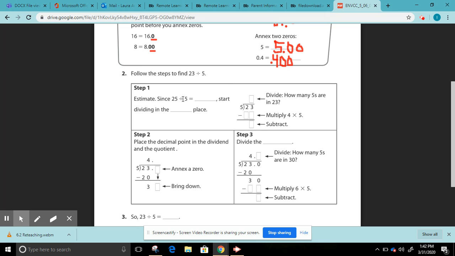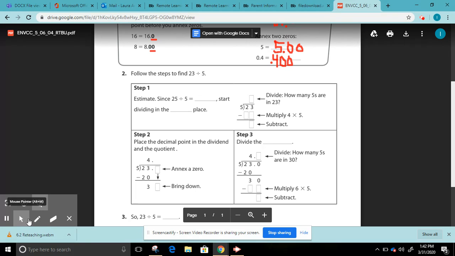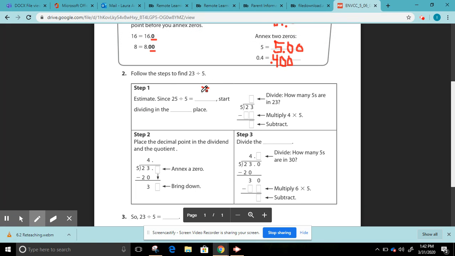Estimate. Since 25 divided by 5 equals, what is 25 divided by 5? Yes, you should say 5. We know that when we divide, we are going to start in what place? Can 5 go into 2 evenly? No, because 2 is too small, right? So we know we have to go to 23. So what place does our quotient start in? It's going to start in the ones place, right? So dividing in the ones place.